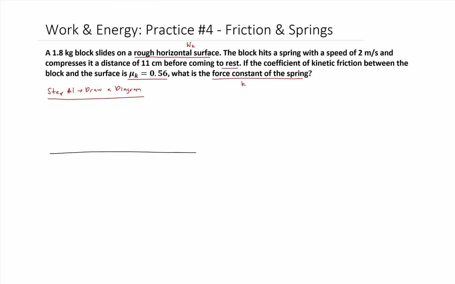We know we have some sort of ground, which has an initial height of 0 to make things easier. It also says the block is going to hit a spring, so we have a horizontal spring, something like this. And let's say that there's going to be a block of mass m that compresses it.